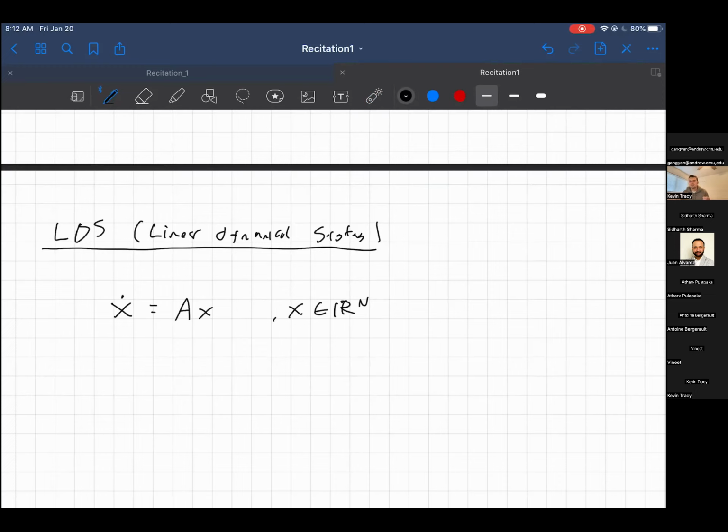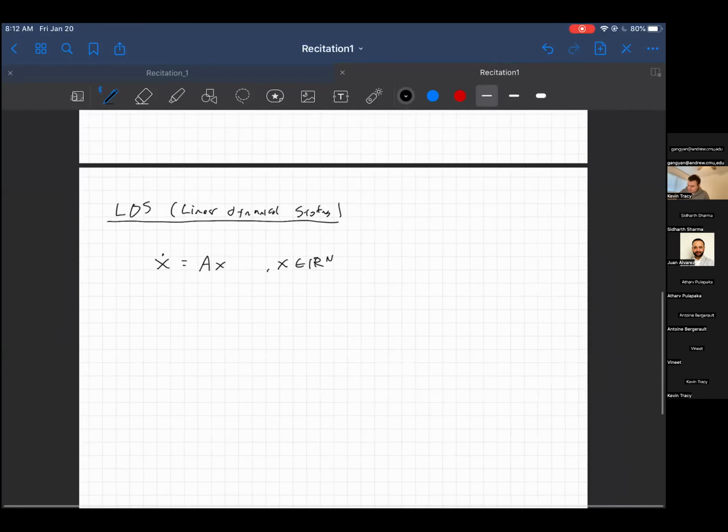And when I say autonomous, it just means that I'm not controlling it. x is defined with this differential equation. It's going to run as it runs, and I have no input into it, right? I can set up an initial condition and just let it run, but at this point, it's just autonomous.